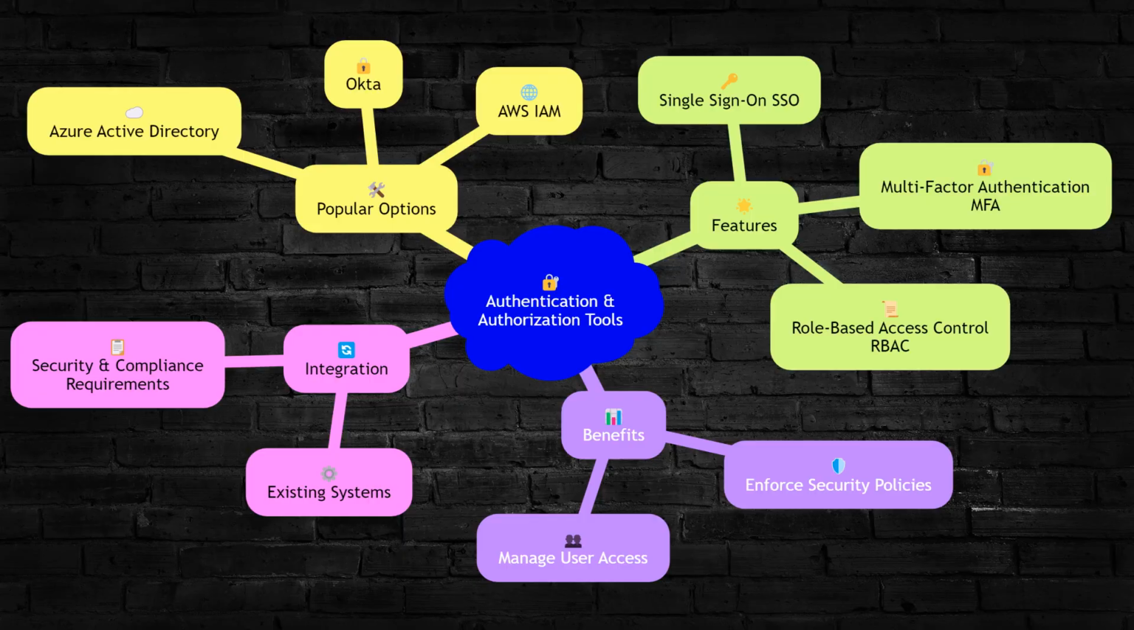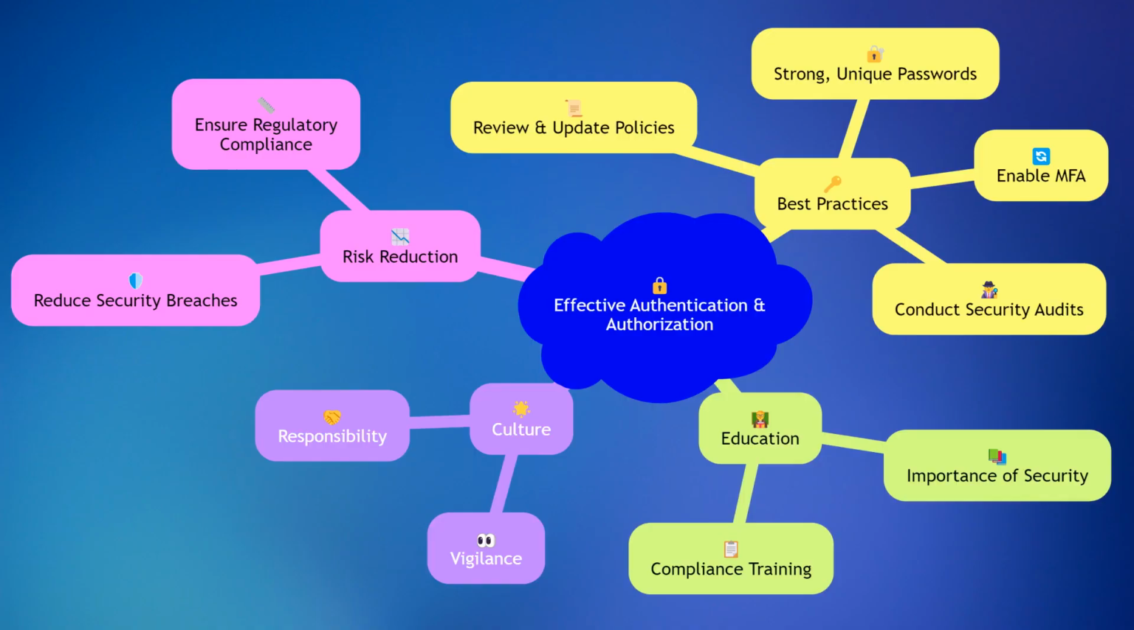To ensure the effectiveness of your authentication and authorization methods, follow best practices such as using strong, unique passwords, enabling MFA, regularly reviewing and updating access policies, and conducting regular security audits. Educate your team on the importance of security and compliance and foster a culture of vigilance and responsibility. By adhering to best practices, you can significantly reduce the risk of security breaches and ensure compliance with regulatory standards.